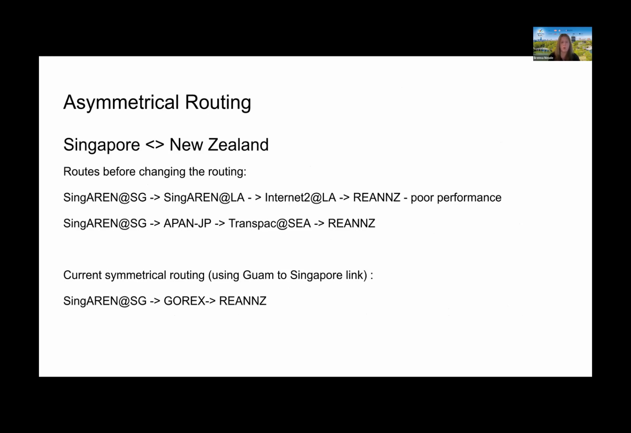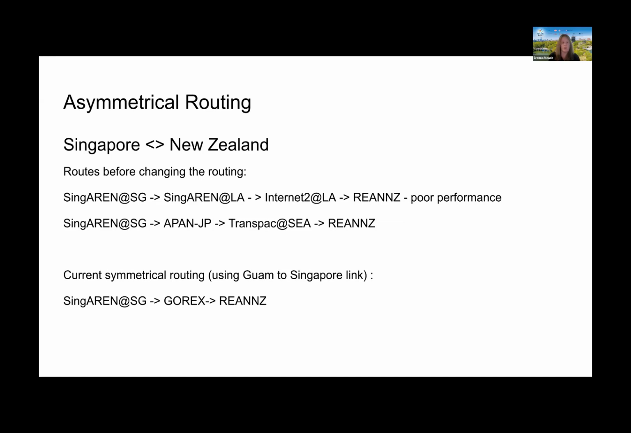So we were seeing poor performance between SingAREN and REANNZ in New Zealand. And we noticed that it was asymmetrical routing that was causing the issue. In one way, it was going SingAREN to Internet 2 to REANNZ. The other way, it was going SingAREN to APAN to TransPAC to REANNZ. We were seeing poor performance on both of these links.